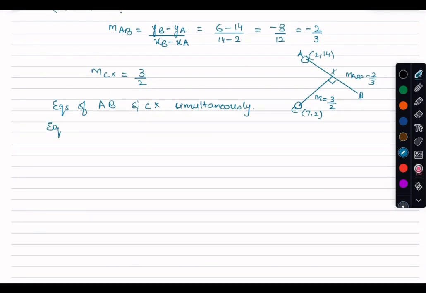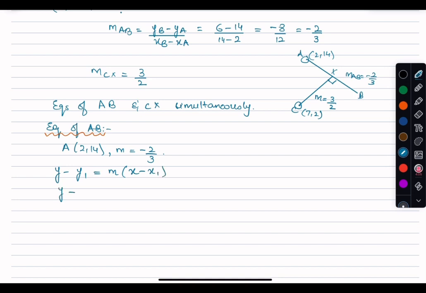So equation of AB. To find the equation of AB, I'm using my coordinates of A, which are 2 and 14, and also the gradient value of AB, which is -2 by 3. I know that the equation is represented by y minus y1 equals gradient times x minus x1. So if I substitute the values of y1, which is 14, the gradient, which is -2 by 3, I'll be left with x minus 2 here.